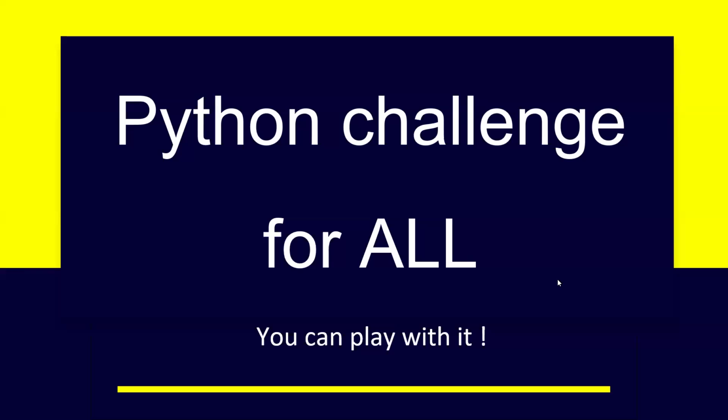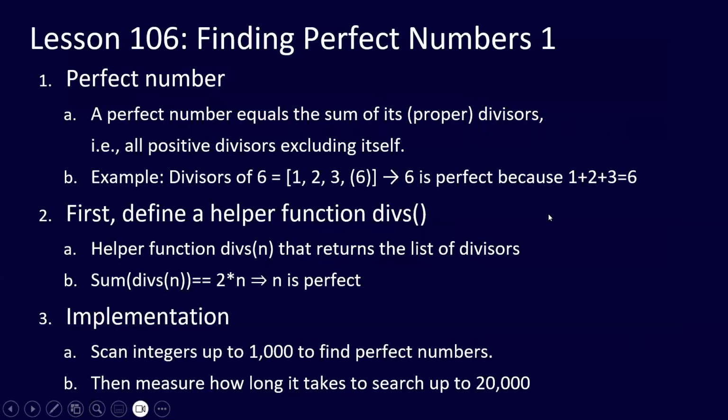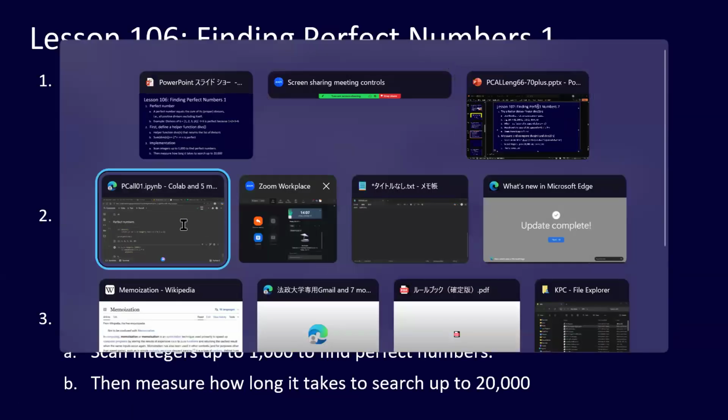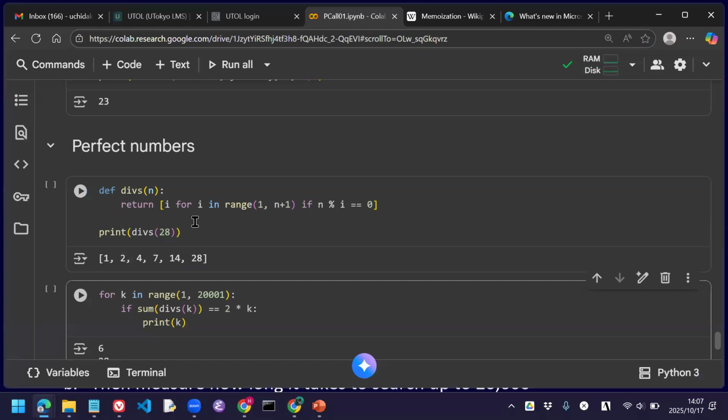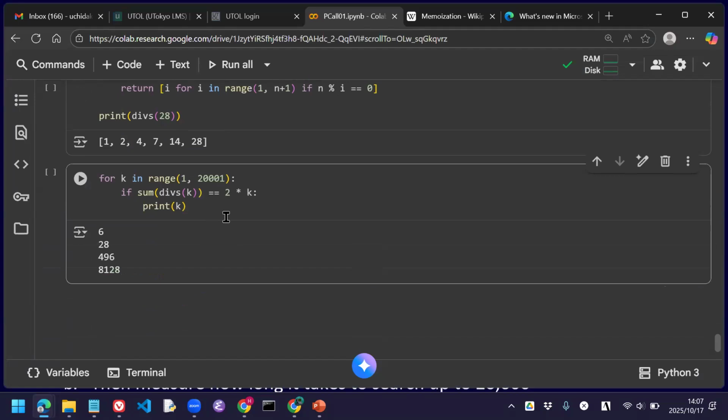Okay, so last time we were trying to find perfect numbers, actually, with a very simple and naive algorithm, right? We tried to pick up the divisors of n using this list comprehension. And then if that's twice the number, twice of the original number, we call it a perfect number. And we checked up to 20,000 and found that there are only four answers.